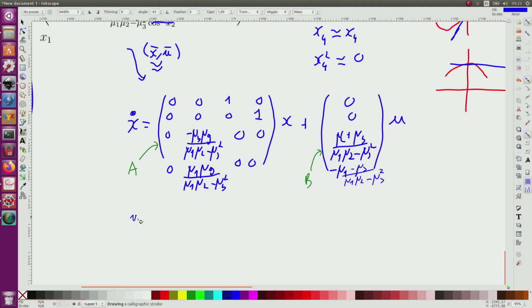Also, I have my observation function, which is linear, which is like this: x plus 0 times u. This matrix corresponds to the matrix C, and the 1 tells me that I am able to measure the angle of the wheel only and nothing else. So from this state equation, linear approximation, I will be able to compute the controller.